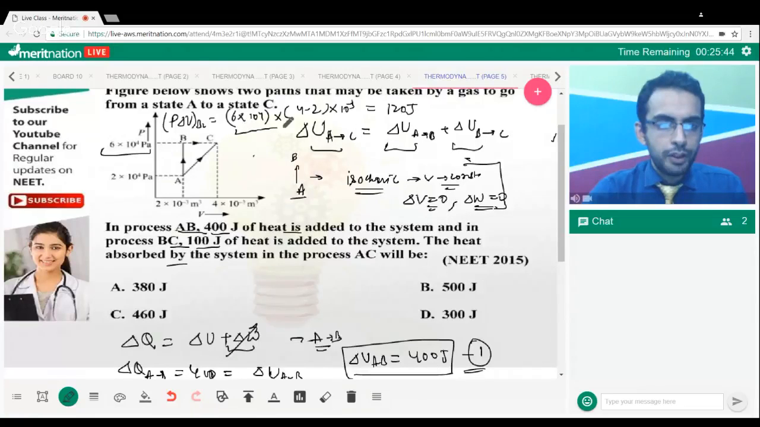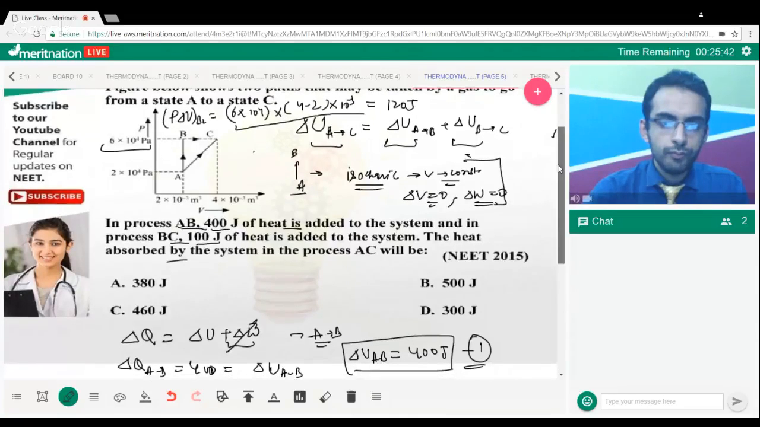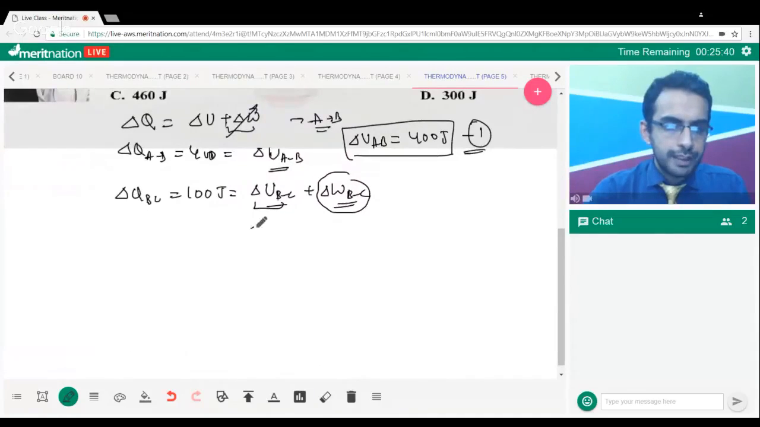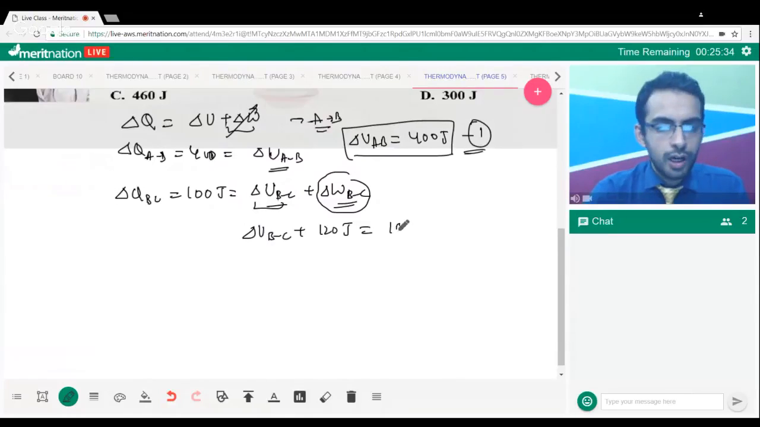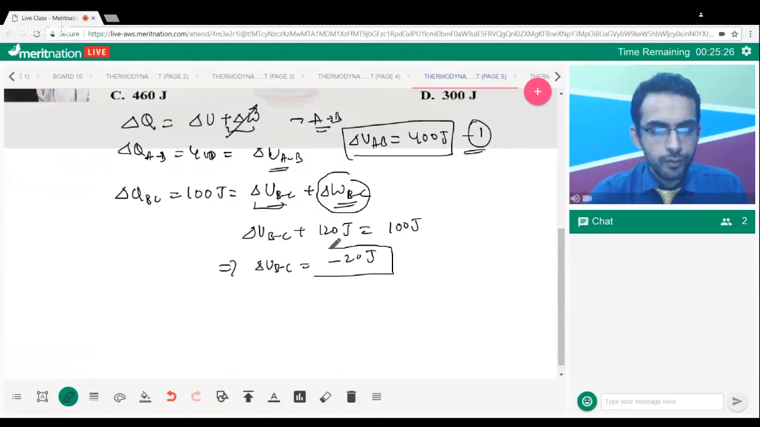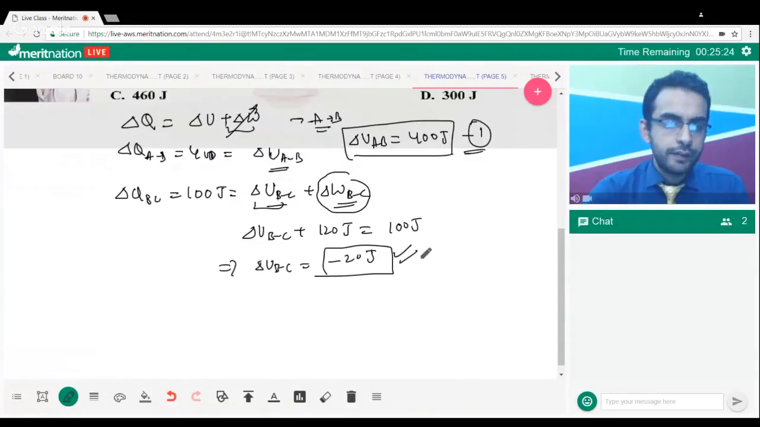It becomes 120 joules from here. So delta U BC plus 120 joules is equal to 100 joules. So this implies delta U BC is equal to minus 20 joules. That's clear to everyone.